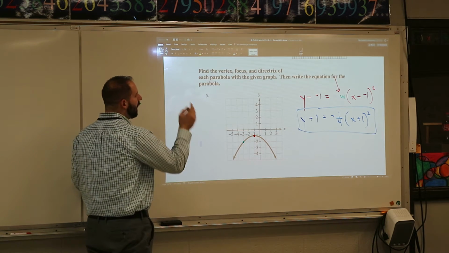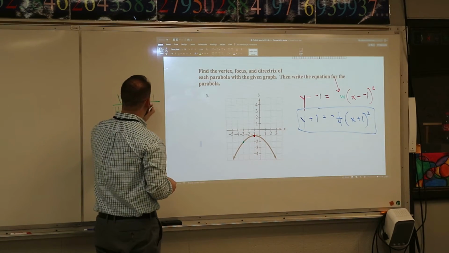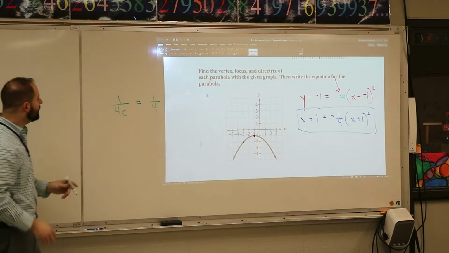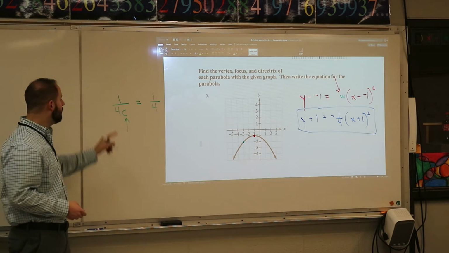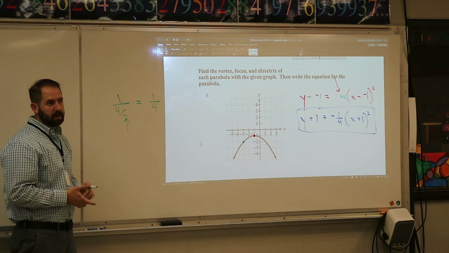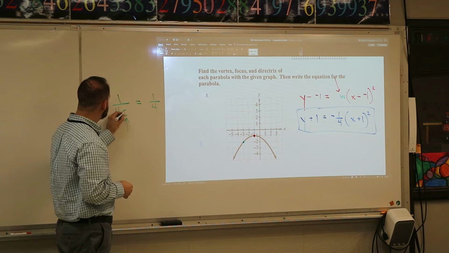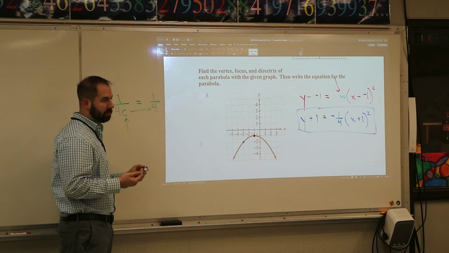What number is out front of my parentheses right now? 1/4. You can ignore the negative. Negative just tells me I'm going up or down. Okay, so that's the number out front. So what does this c number need to be to make a 1/4? The c number is on the bottom, by the way. What number does it need to be? A 1. Because if I take 4 times 1, you agree that it would make 4. Do you agree with that?